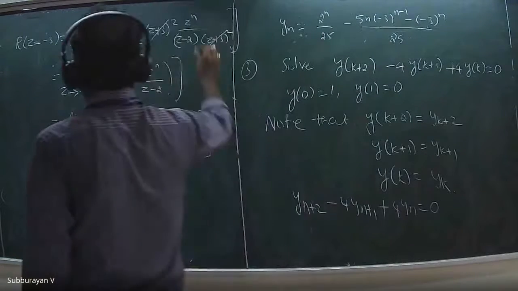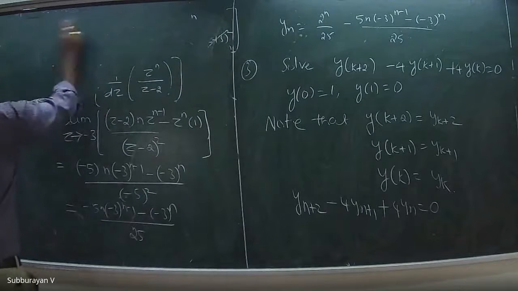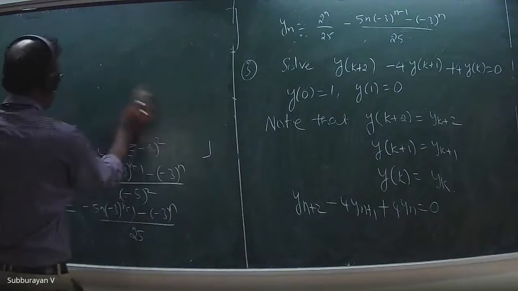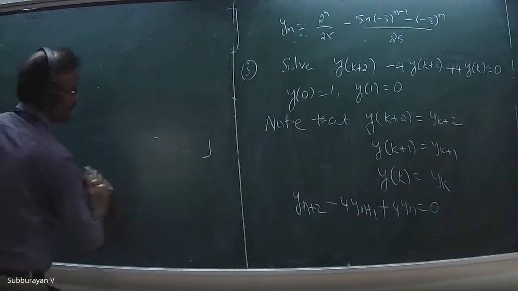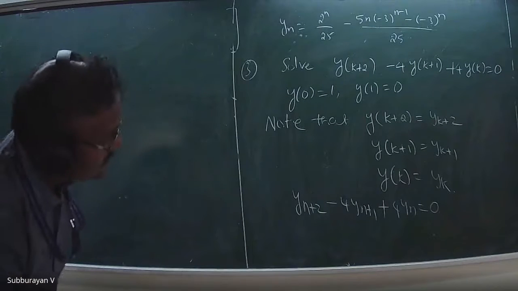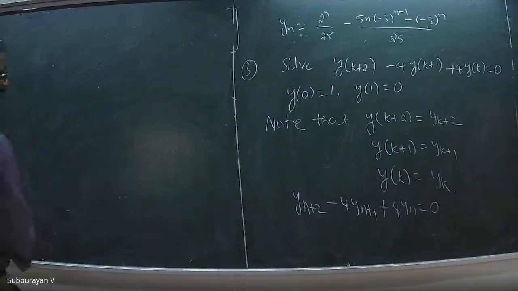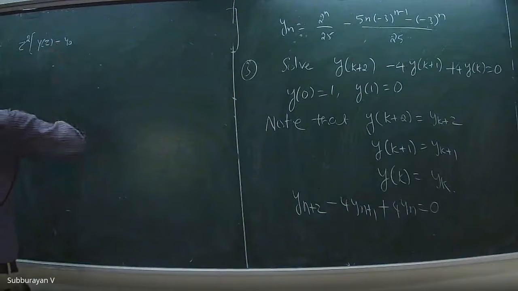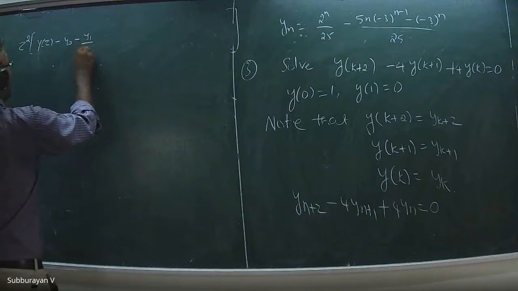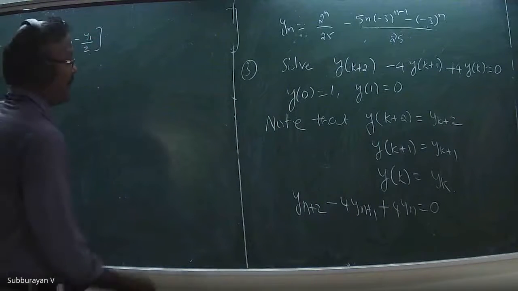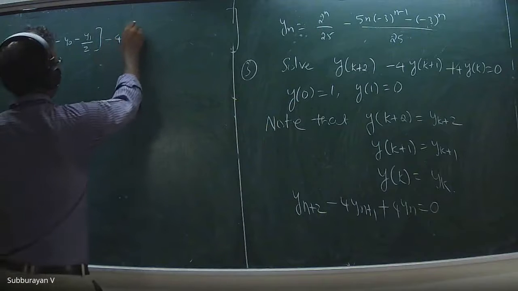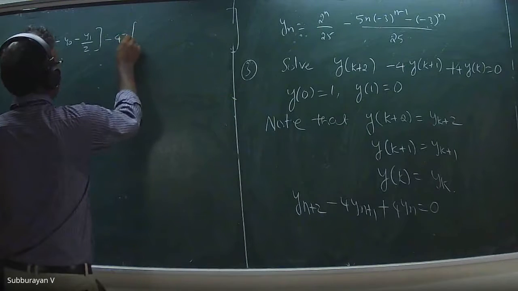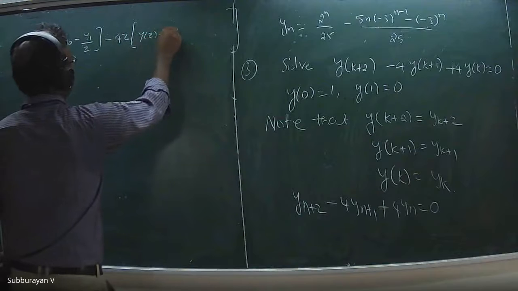Then apply the Z transform. What will you get? z square into Y of z minus y0 minus y1 divided by z, and minus 4z into Y of z minus y0.